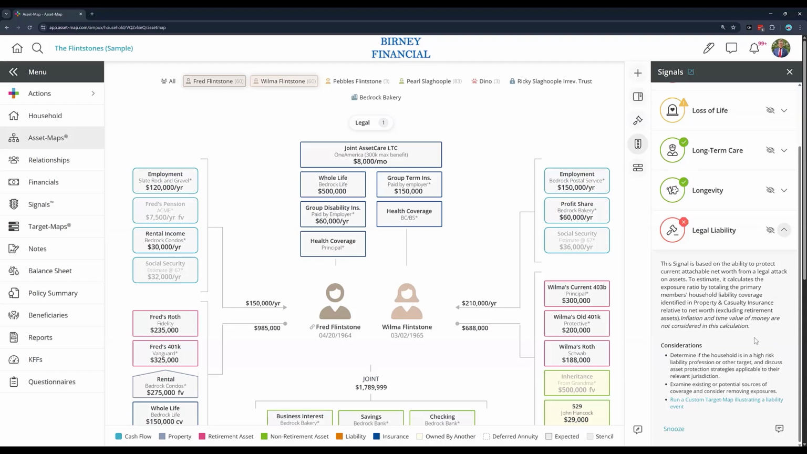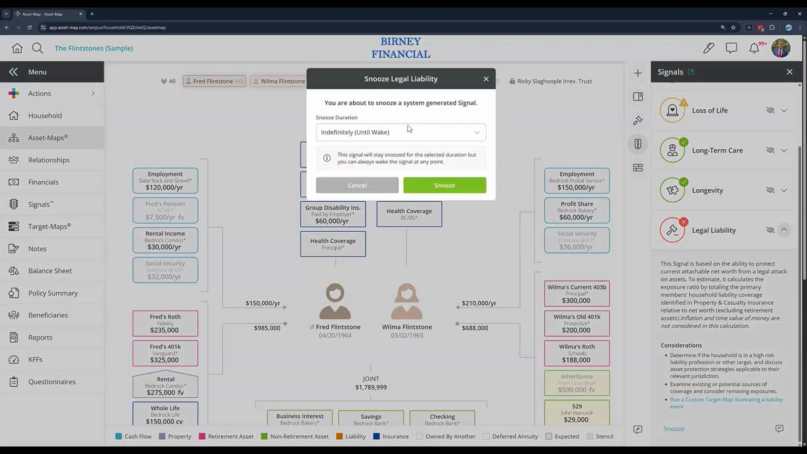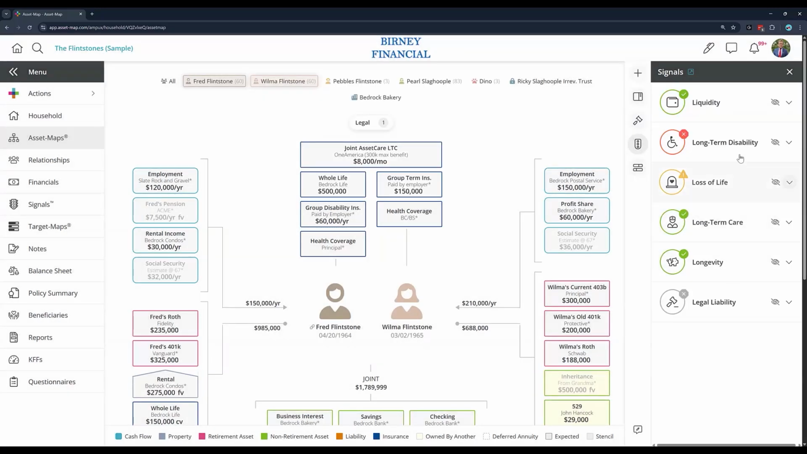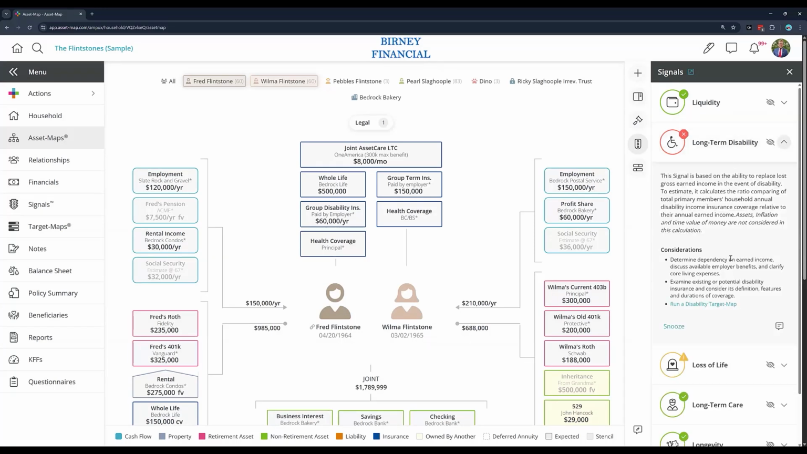If that is not a concern to you or the client, come down here, click snooze, override this for a period of time or indefinitely, and then turn the thing gray. You can override any of these signals you'd like to. Another good example of that would be up here for disability insurance. If I have a client who is already retired, taking their Social Security, not working, they probably don't care about disability coverage. Feel free to override that because, hey, they're not working.